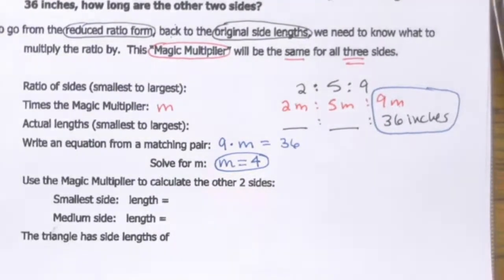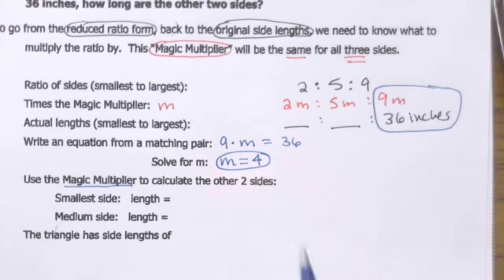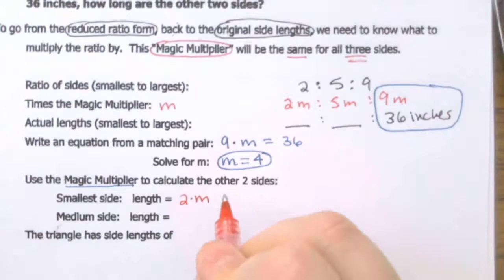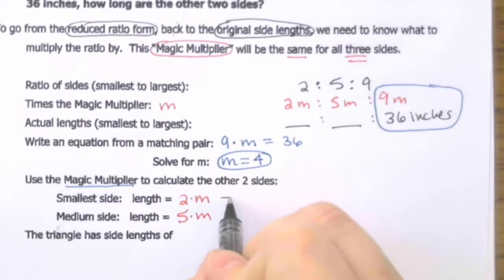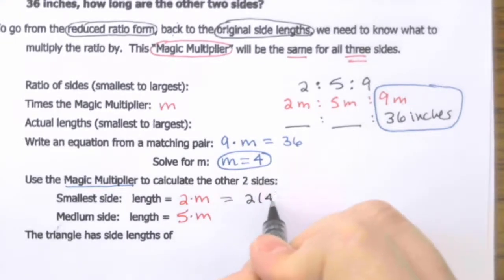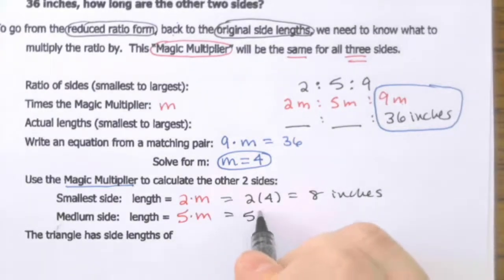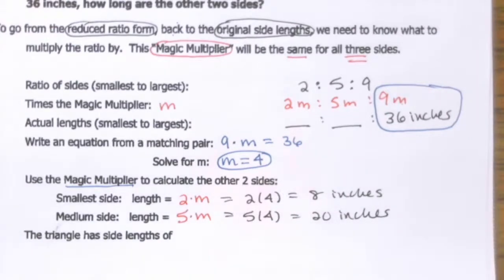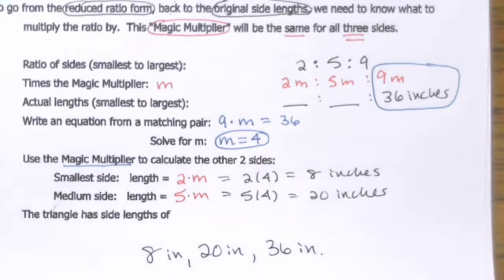Once you have the magic multiplier, now you can use it to calculate the other two sides. For the small side, it was 2 times the magic multiplier. The medium side is 5 times the magic multiplier. So filling in the magic multiplier, I have 2 times 4, which is 8 inches for the smallest side, 5 times 4, which is 20 inches for the medium side. So our triangle has side lengths 8 inches, 20 inches, and 36 inches. That is the answer.